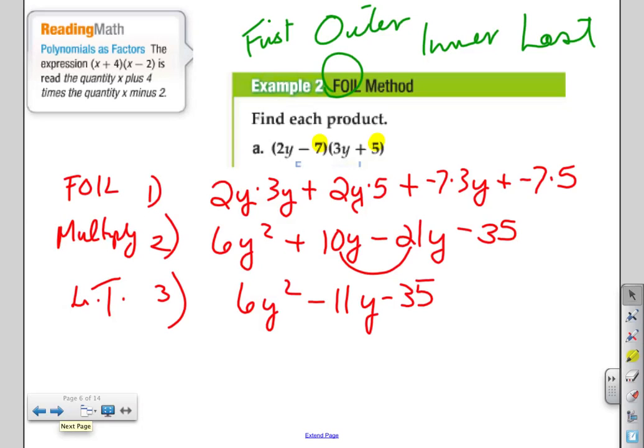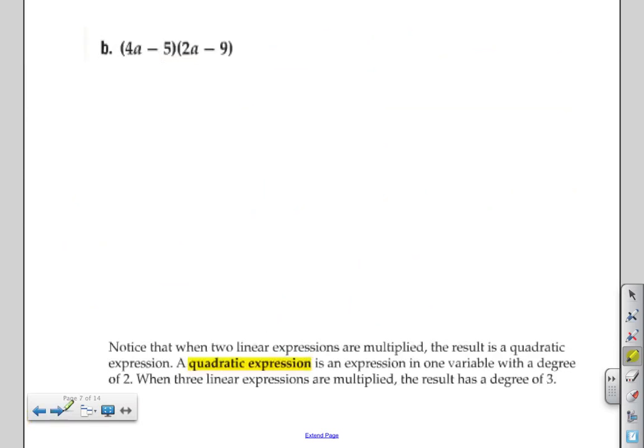Oh, and just in reading it, you'll say the quantity x plus 4 and the quantity x minus 2. So that's just a way to help you remember how to read it. You read it the quantity x plus 4 times the quantity x minus 2. Okay, let's keep on moving here.